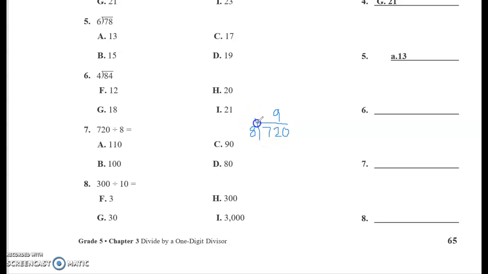72, and I can put my times here to remind me that I need to multiply. So I multiply 8 times 9 is 72. Now what do I do? Subtract. So what is 2 minus 2? 0. And 7 minus 7 is? 0. But am I done? No. What do I need to do next?